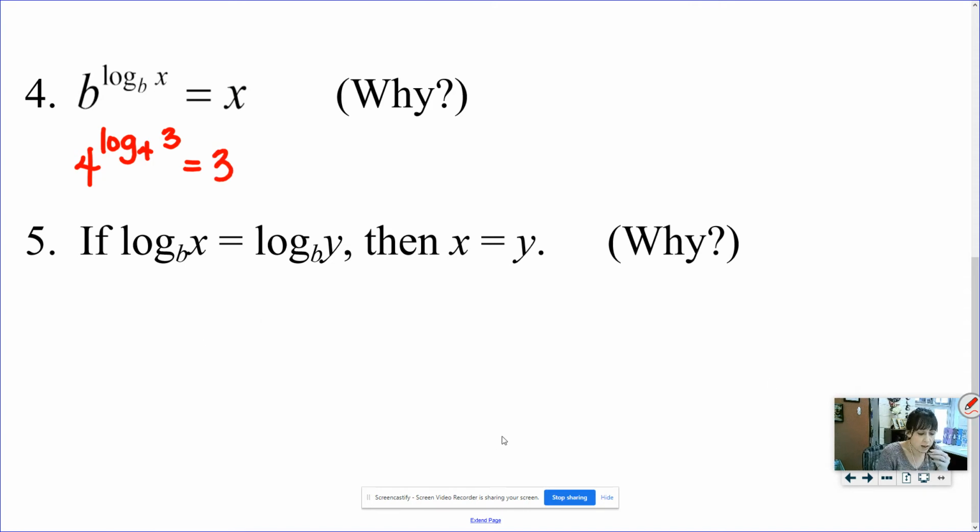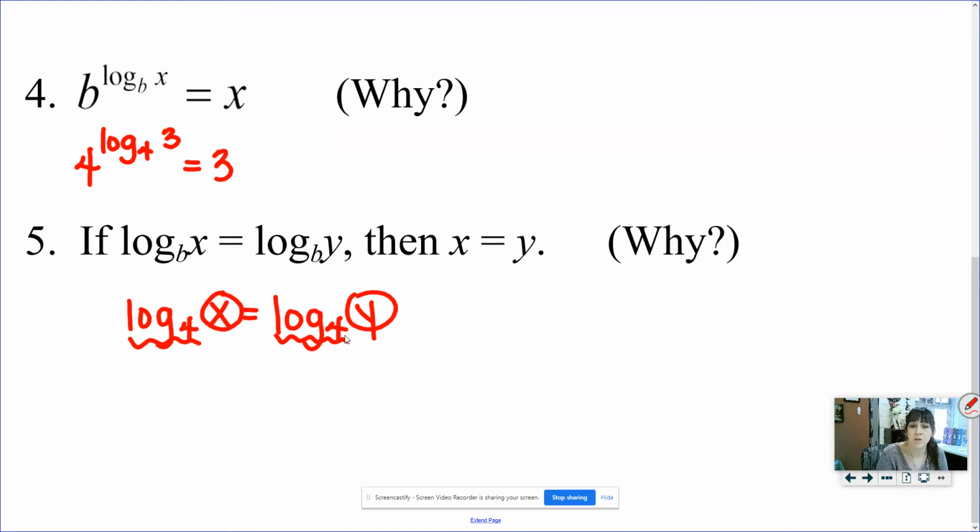Okay, last one. If log base b of x is equal to log base b of y, then x equals y. Okay, this just means that if I have log base 4 of x and I have log base 4 of y, and I've put them into an equation where they have to be equal, if this is a log base 4 and this is also a log base 4, then the only way to make this equation equal is if the x was equal to the y. Okay, so that one's just an equality statement more than anything.